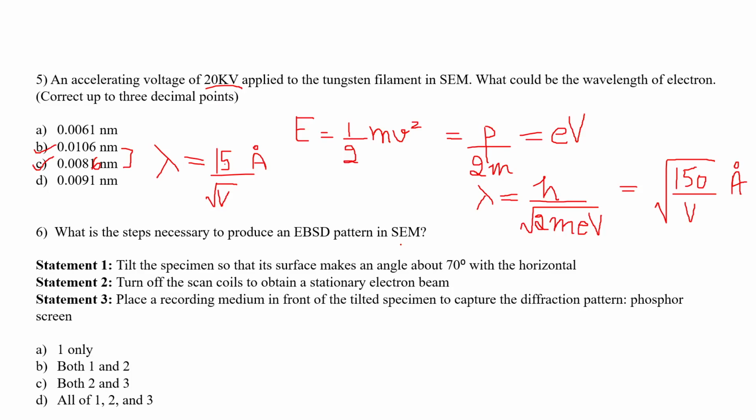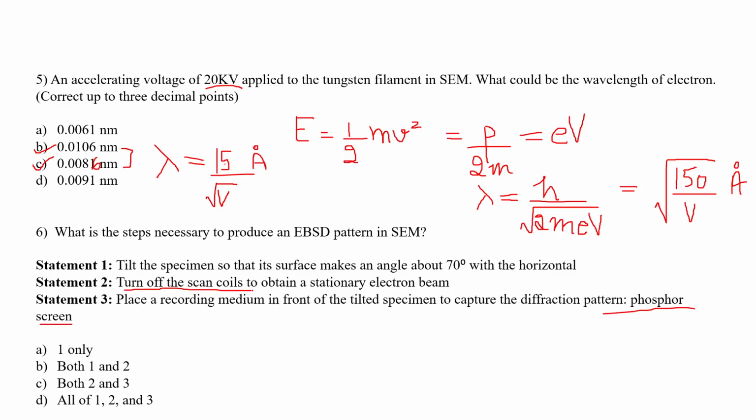Statement 2 says turn off the scan coils to obtain a stationary electron beam, and statement 3 says place a recording medium in front of the tilted specimen to capture the diffraction pattern, which is known as the phosphor screen. This statement is also correct. We have seen in the diagram where the phosphor screen was placed at a certain distance from your specimen, and statement 2 is also correct.